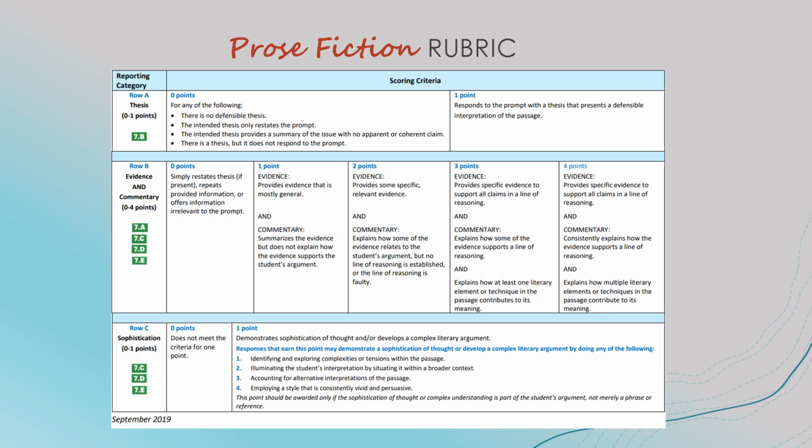The first rubric you see on the screen is the prose fiction rubric. Each rubric is structured in the same way with similar requirements, with row A being worth 1 point, row B being worth up to 4 points, and row C being worth up to 1 point, for a total of 6 points available to be earned with each essay.